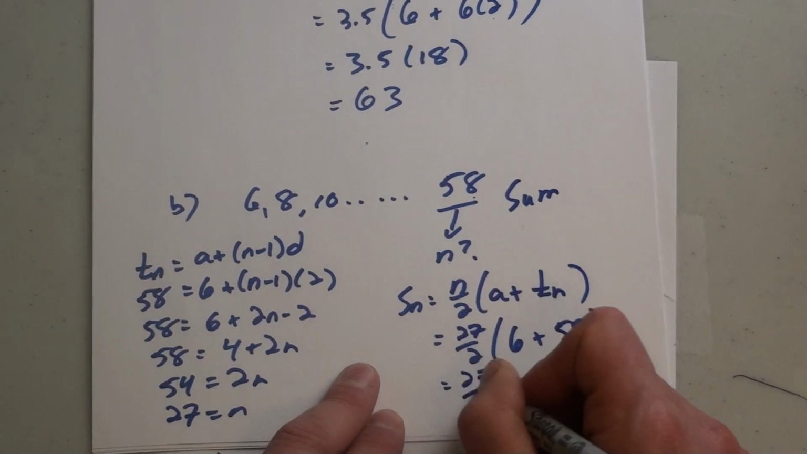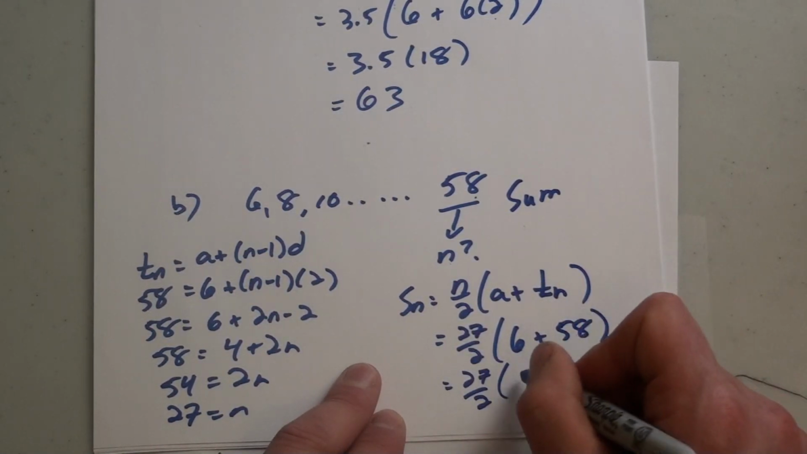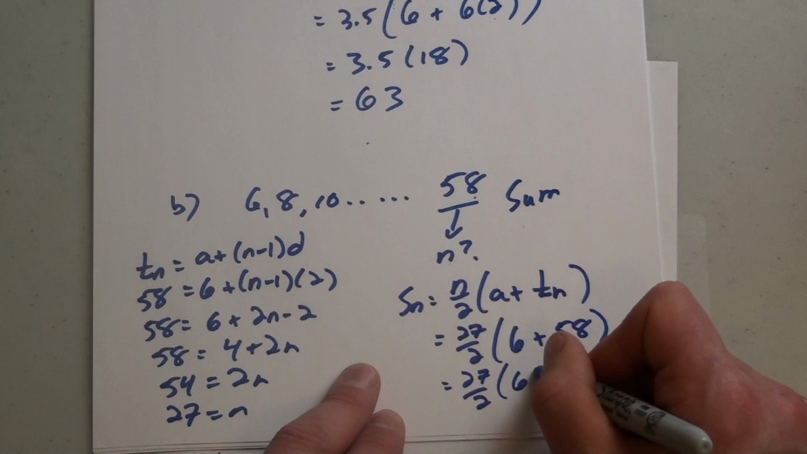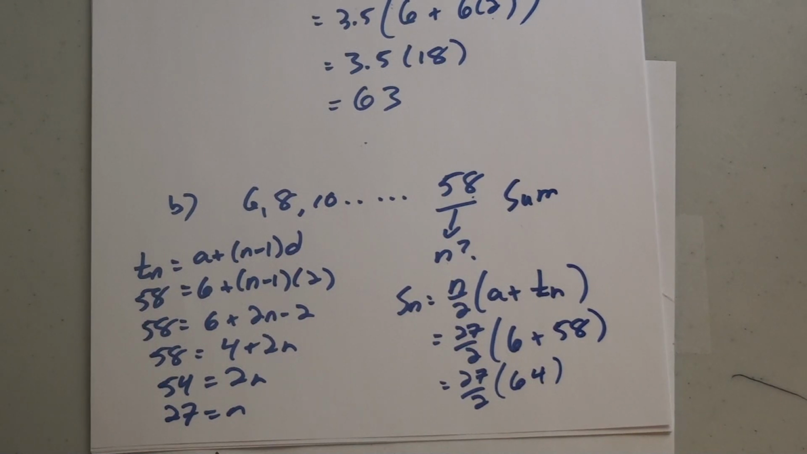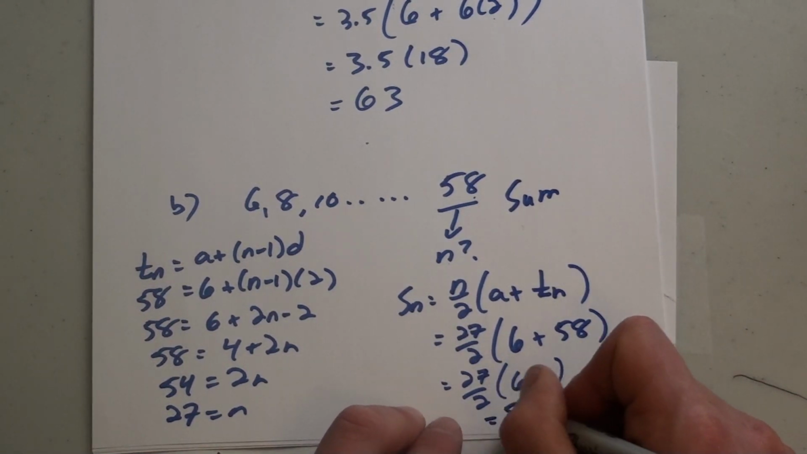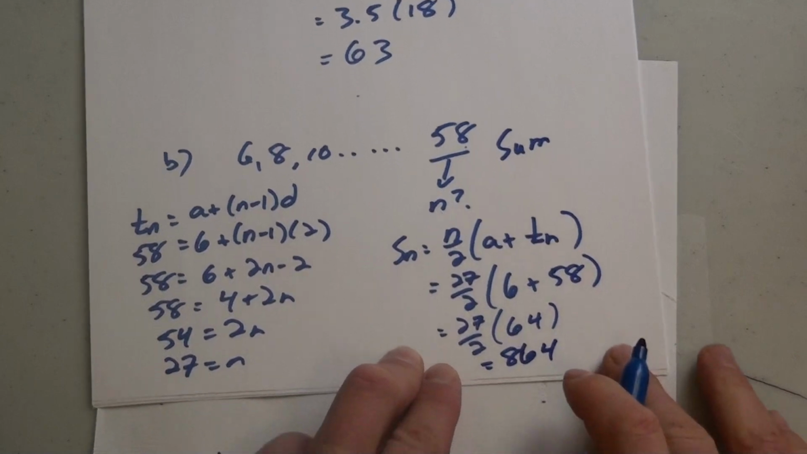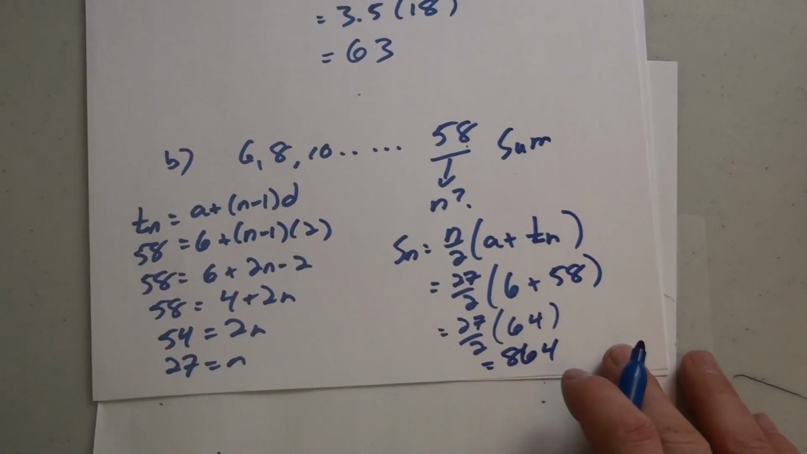So 27 over 2, when I do this, I want to have 64. So 27 over 2 times 64 equals 864 as a final answer. That is arithmetic sequences, or series.